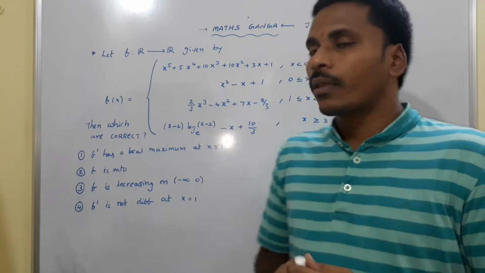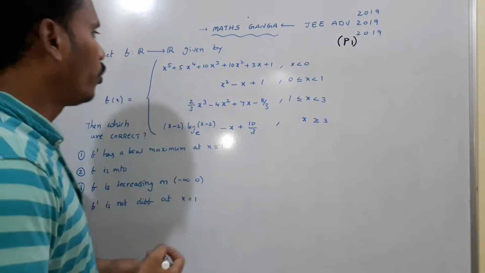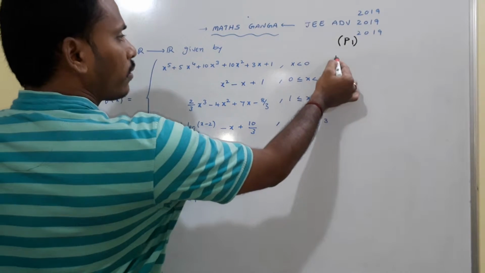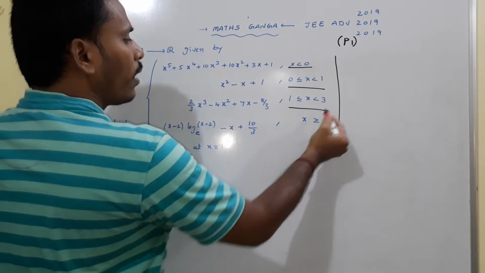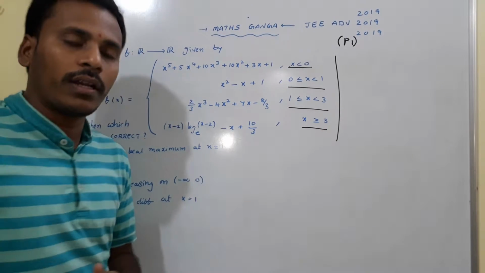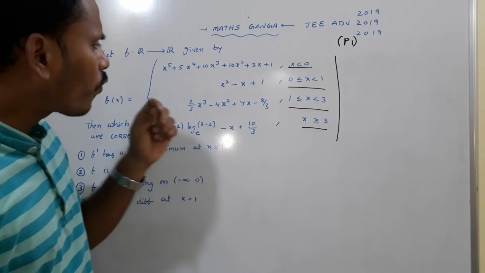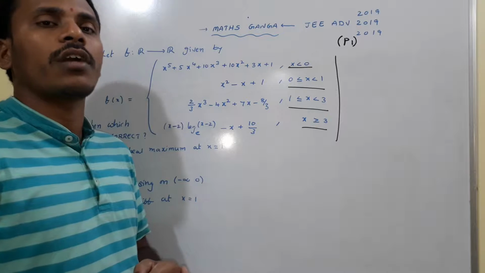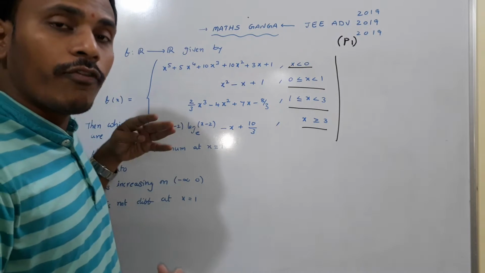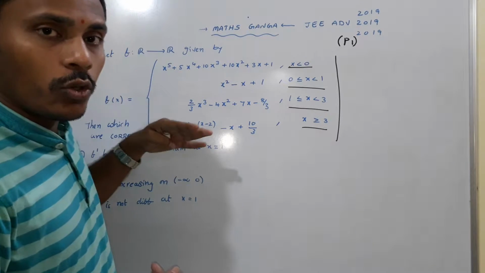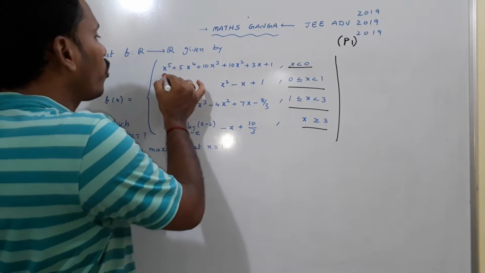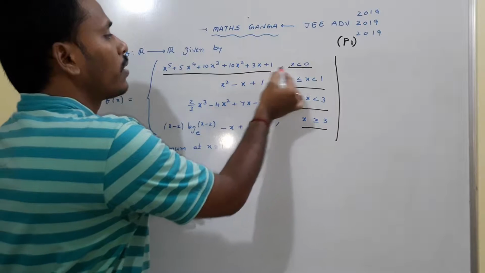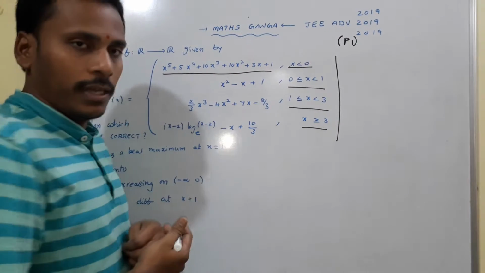Initially, this is the function, for x less than 0, in between 0 and 1, in between 1 and 3, and for greater than 3. First of all, check whether the function is continuous or not. If we move towards 0 from the left hand side, then we have to use this function. Then its value is 1 clearly.